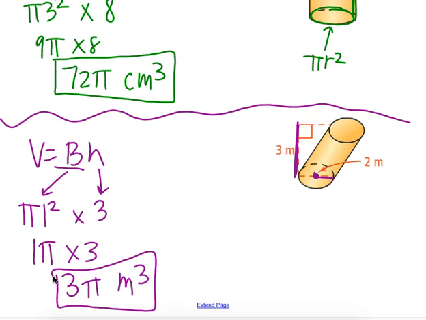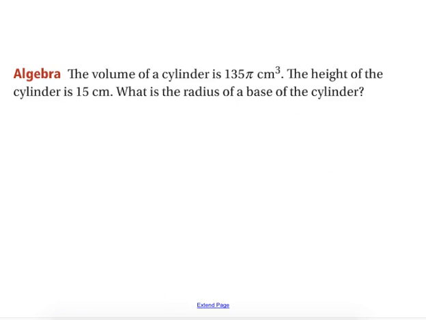Okay, to the last page of your notes, please. So now we have to work backwards. It's still the same process. It says the volume of a cylinder is 135 pi centimeters cubed. The height of the cylinder is 15 centimeters. What's the radius of the base?